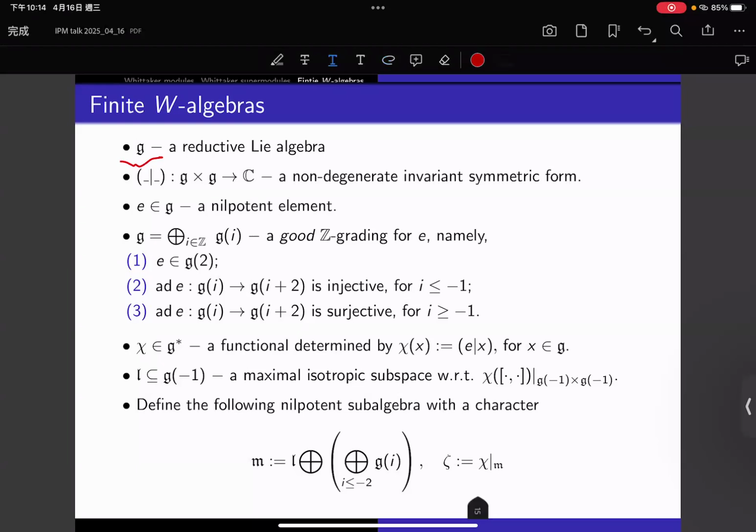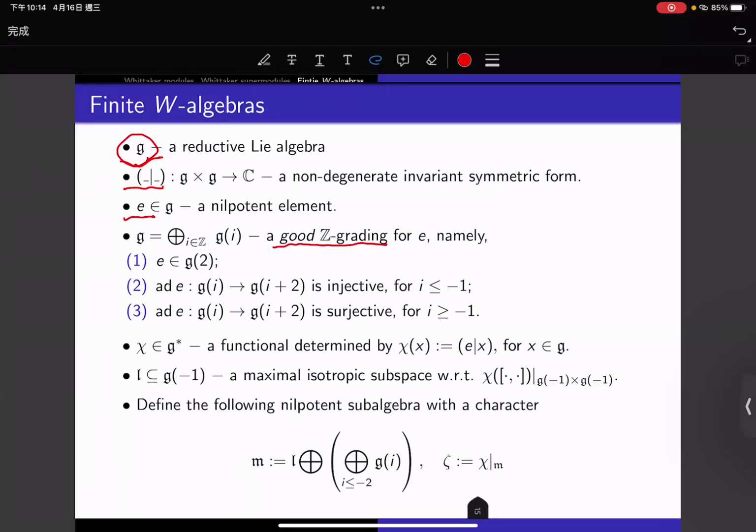a reductive Lie algebra G with a non-degenerate invariant bilinear form, and we also need a nilpotent element E. And we choose a good Z gradient for this nilpotent E, by which we mean the following three conditions. E is of degree 2, and the adjoint action of E is injective from G_i to G_{i+2}.